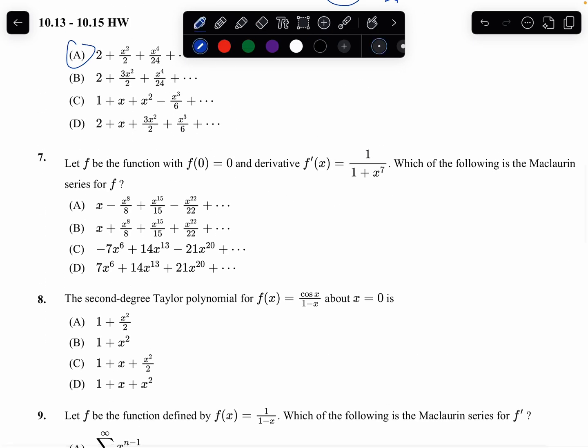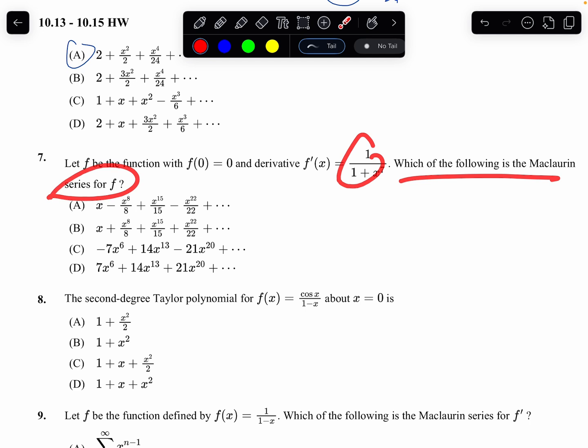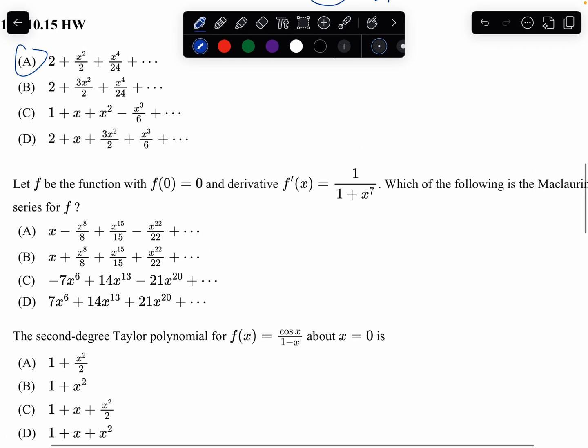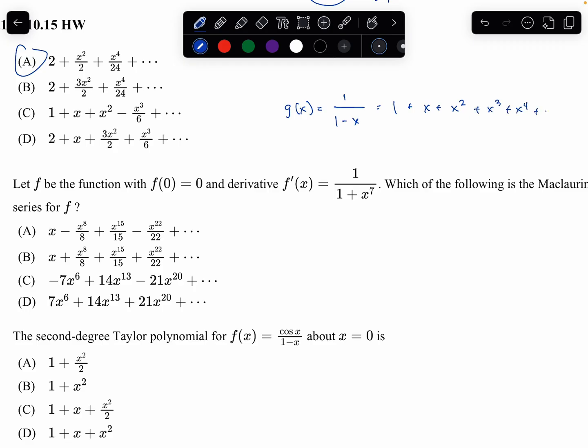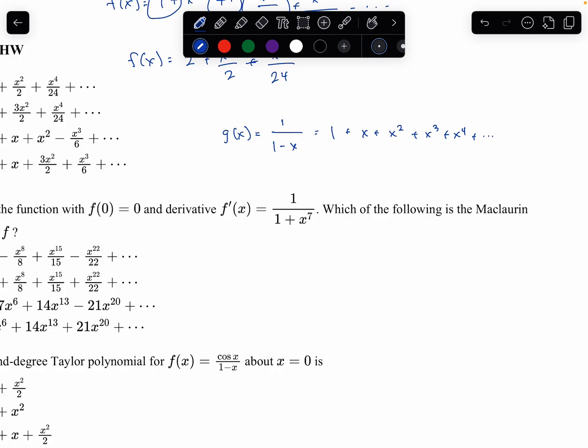Alright, for 7, let f be the function with f of 0 equal to 0 and derivative given here. Which of the following is the Maclaurin series for f? So first of all, let me find the series for f prime. This is the function, but what would be the series? Now, if you guys remember, we have talked about that there is a series for 1 over 1 minus x. And the series is 1 plus x plus x squared plus x to the 3rd plus x to the 4th plus dot dot dot. That's what we need. All right, well, that's almost like this, but not quite.